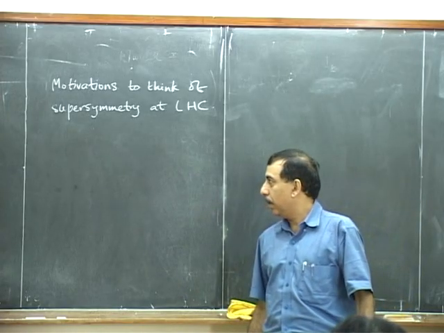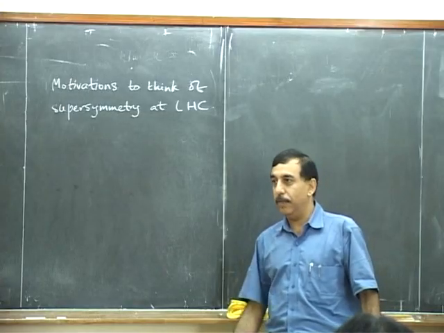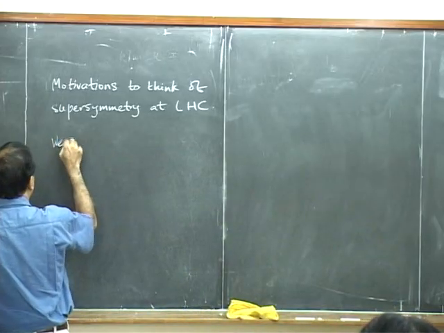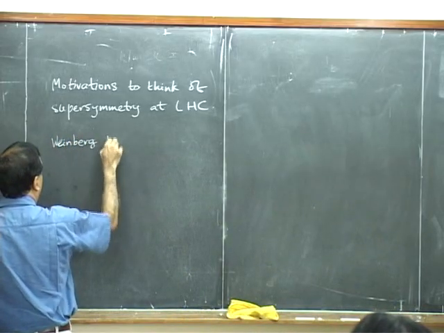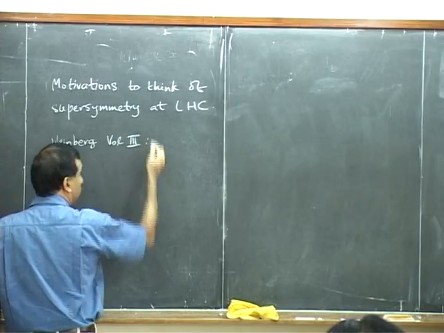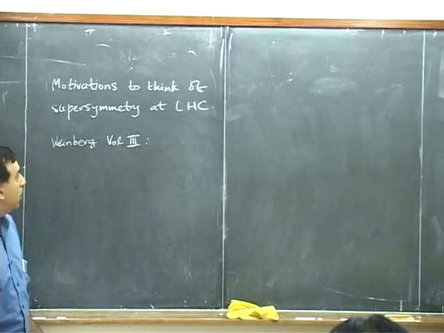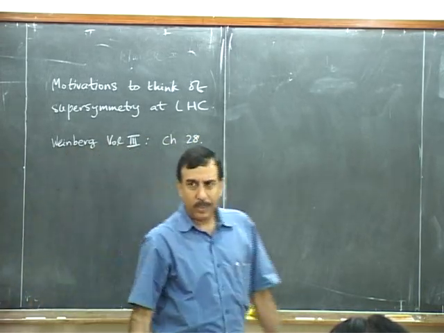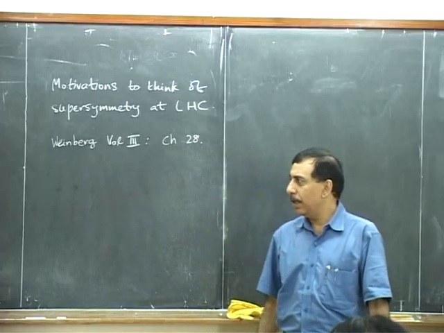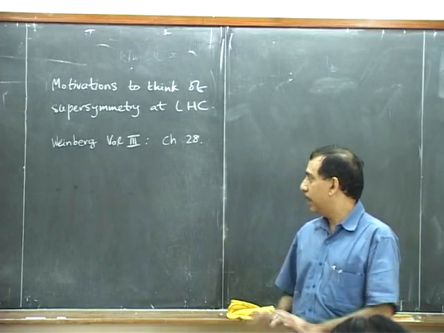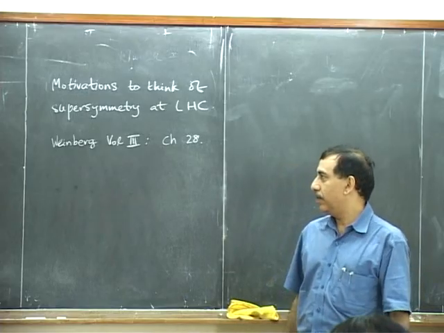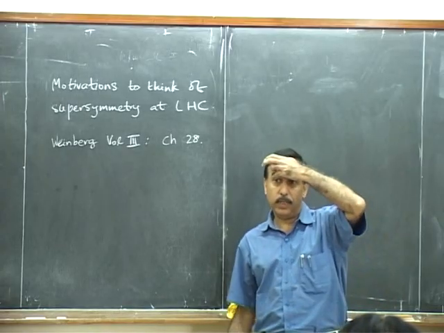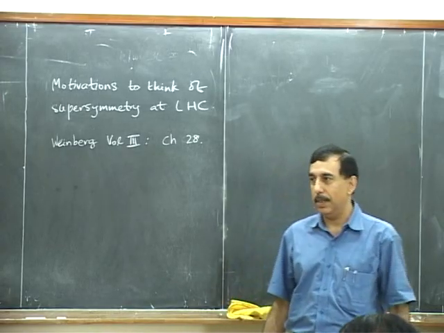Now, there are two things that I just want to say here in brief, but I very strongly recommend to you Weinberg's textbook, volume 3, which is on supersymmetry, his quantum field theory textbook in 3 volumes. Volume 3, chapter 28, has 2 sections, I think 28.3 and 28.4 possibly, which have a nice set of motivations as well as physical arguments about why supersymmetry should be there, what problems it solves, what new problems it raises, and so on.